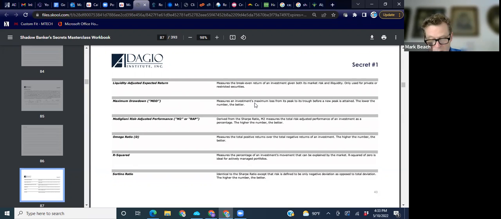R squared of 0 is ideal for actively managed portfolios. And then the Sortino ratio. That's identical to the Sharpe ratio, except that risk is defined to be only negative deviation as opposed to total deviation. The higher the number, the better.